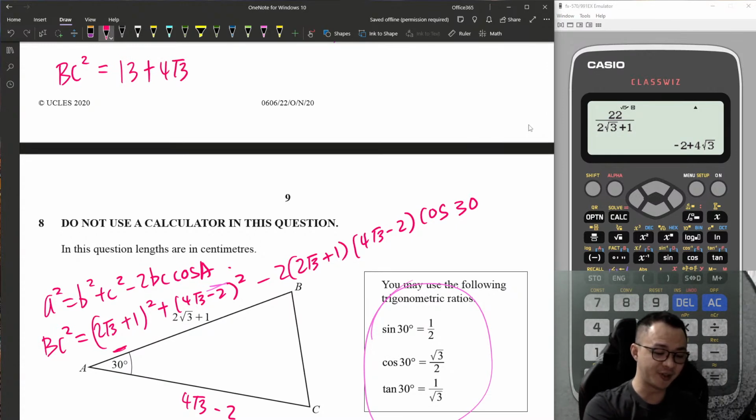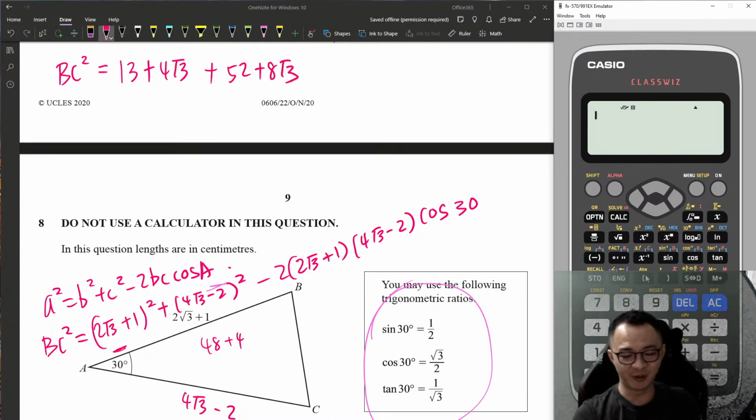Okay, open the first bracket. Now I open the second bracket. This one is 4, 16 times 3 is 48, minus 4, plus 4. So I got 52, right? So this is 52 plus 8 sub 3. Of course, you can use a calculator over here. I believe it should be fine. Minus 2. And then you square it.